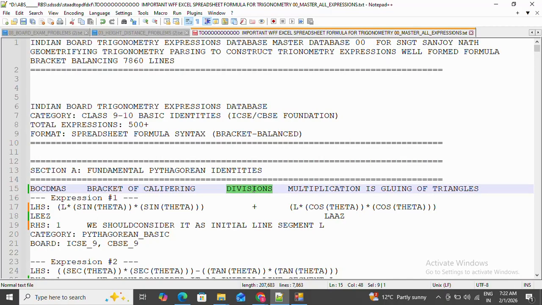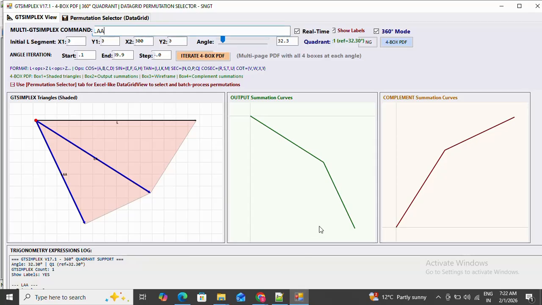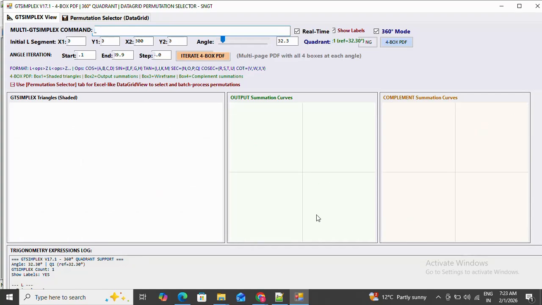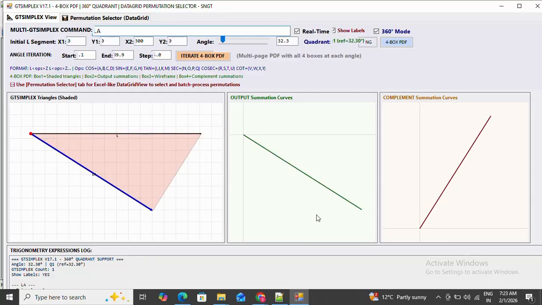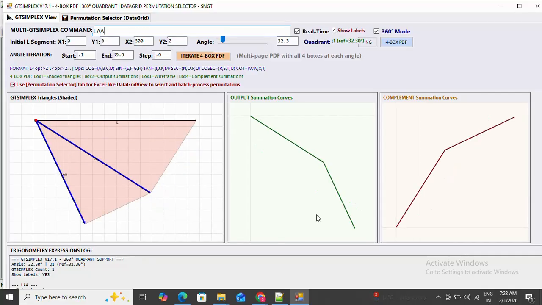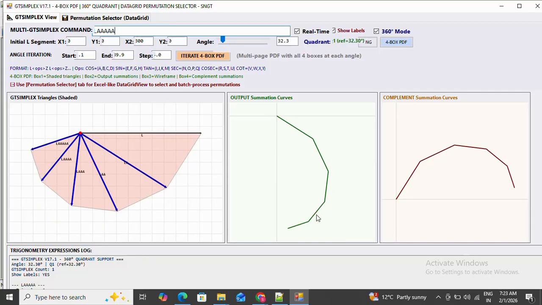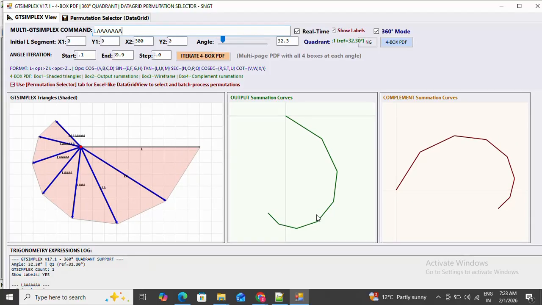And multiplication is gluing in our software simulation, version 17 of Sanjoy Nath's Geometrifying Trigonometry, while we are showing how the gluing is working. Here I again demonstrate that when L was there, then it was nothing, then LA is done, and one triangle is constructed. Another A is done on that, then another triangle is glued to it, another A is added, and in that way another triangle is glued. In this way we get the Pythagoras spiral.